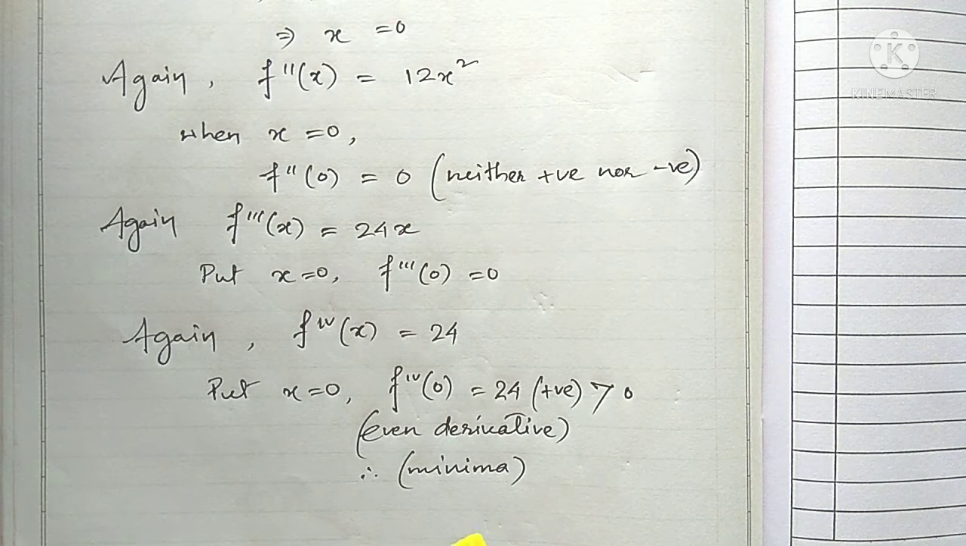I think all of you understood these two examples properly, and this is the procedure of the second derivative test. So it was the second derivative test or procedure.